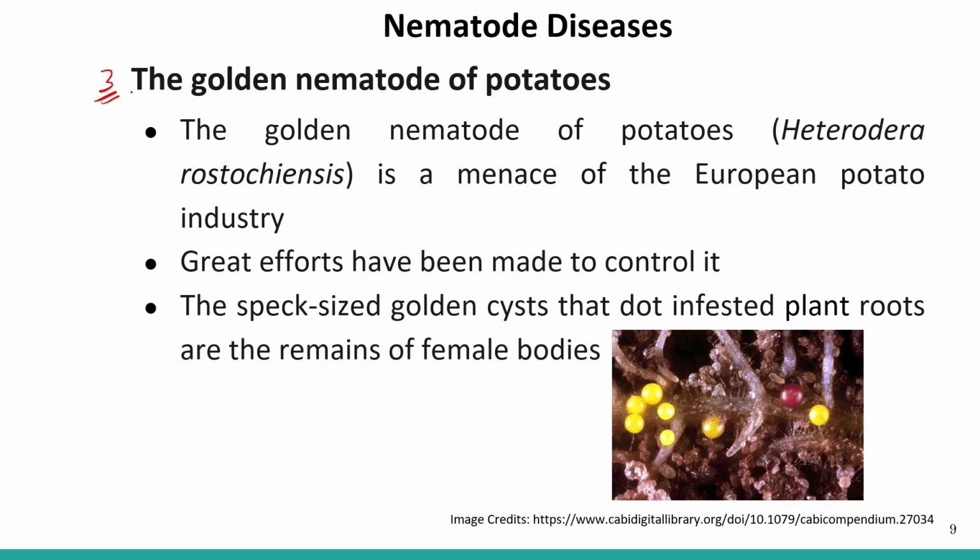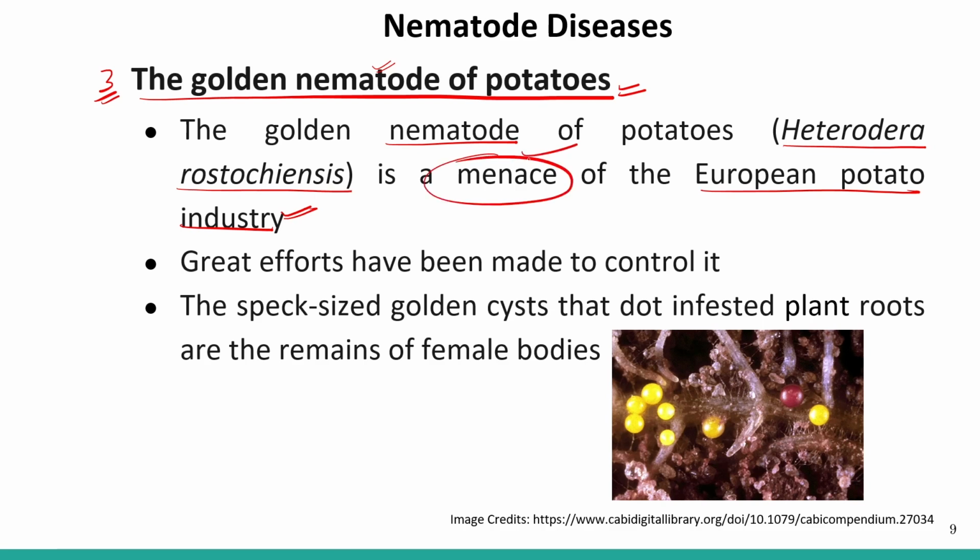Next is the third type, that is the golden nematode of potato. Potato plants also get infected with nematodes, and this is caused by the golden nematode of potatoes, which is called Heterodera rostochiensis, a menace of the European potato industry. So it causes a lot of damage to the European potato. This nematode infects the roots of potatoes.